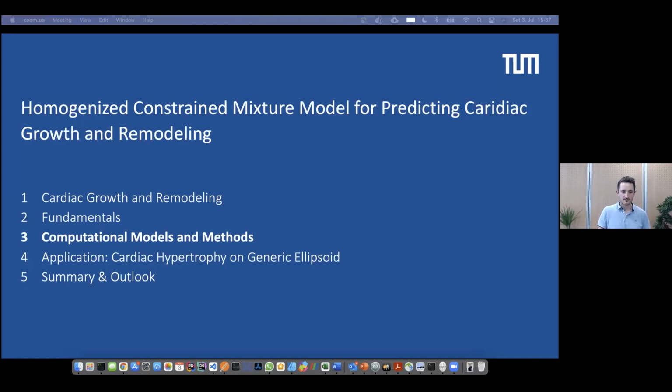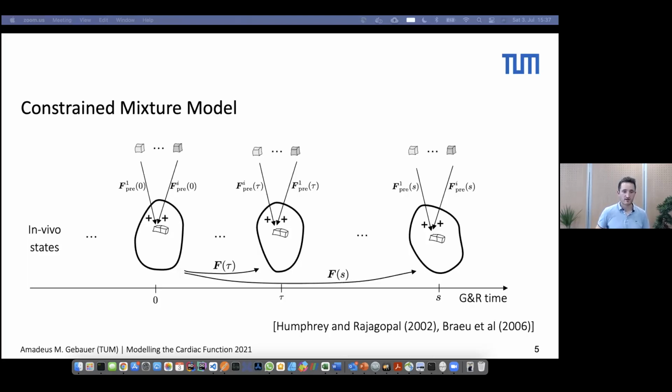So let's come to how we can model those fundamentals of growth and remodeling. One very famous model that does that is the constrained mixture model that was introduced by Humphrey and Rajagopal in 2002. This theory is based upon the theory of mixtures. The body consists of n structurally relevant components, for example collagen fibers and myocytes. Each of the constituents is itself composed of multiple mass increments that are deposited at every point in time. You see in this figure that at every point in time, we add new mass increments for every constituent into the body.